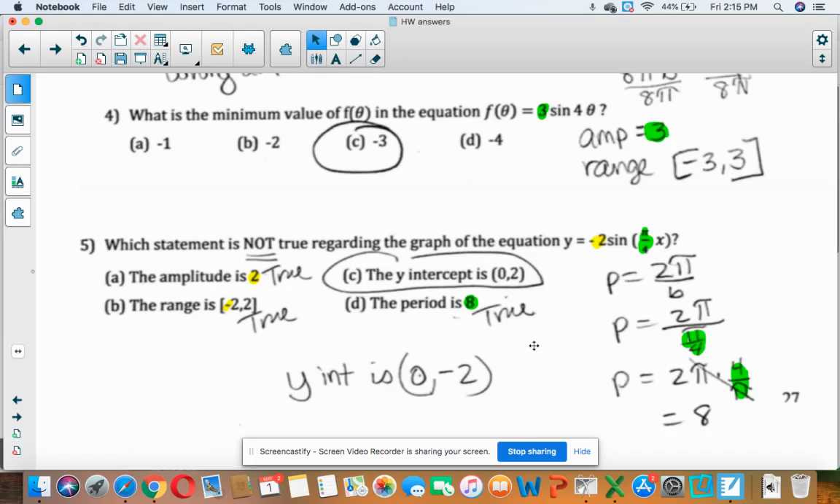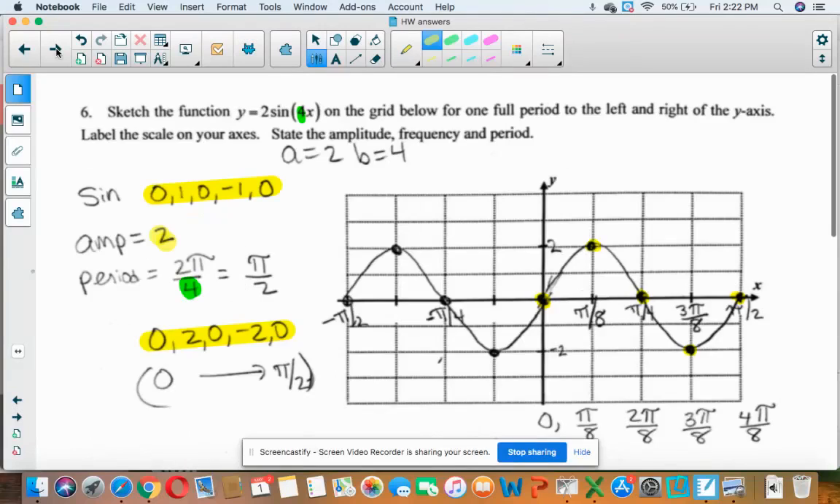Let's look at choice C. So this is not correct. It says the y-intercept is (0, 2). The y-intercept is actually (0, -2) if I was to graph this, because this is a negative, my amplitude is -2.